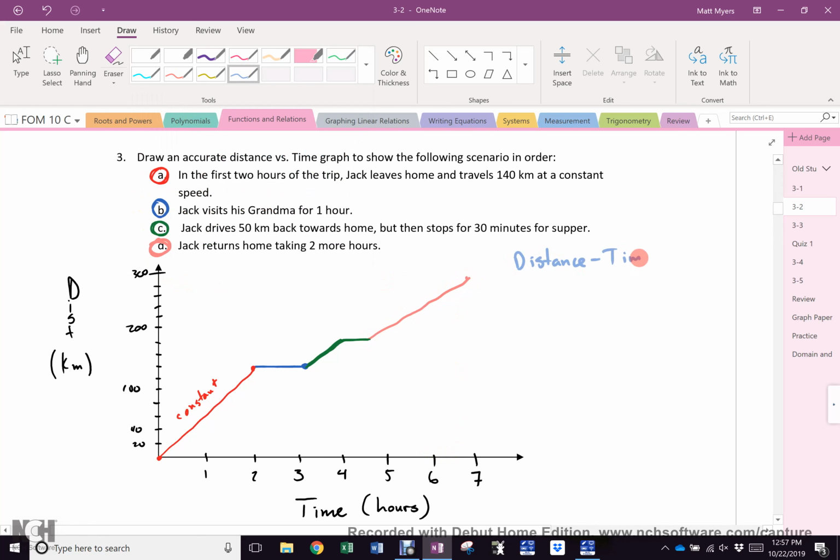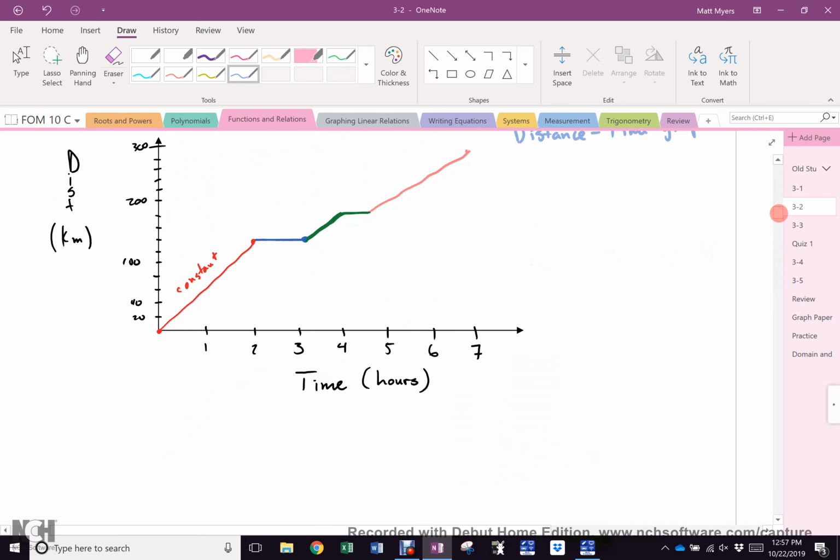Now this is what we call a distance time graph. Because it is measuring a total amount of distance traveled. His car, if he jumped in his car and he had the odometer set at 0, when he got home it's going to say 280, isn't it? Because he drove that car for 280 kilometers. Does everybody understand?